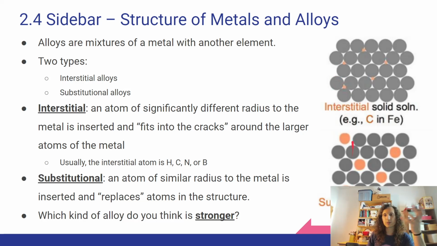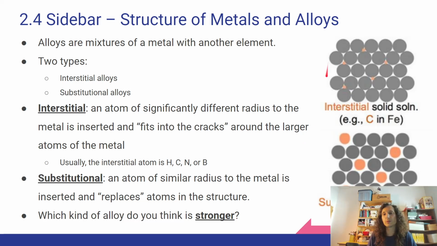Whereas down here, we've substituted a copper atom for, I don't know, maybe every 10th nickel atom. And the coppers are pretty close, but they're a little bit smaller. And we see greater gaps because that substitutional copper atom isn't totally filling in all these gaps. So we would say, generally speaking, interstitial alloys tend to be stronger.